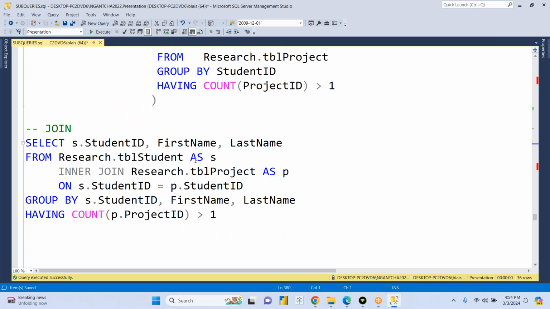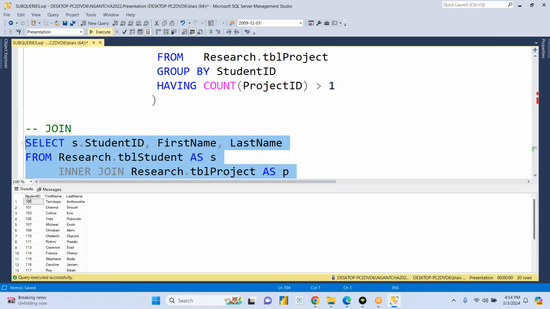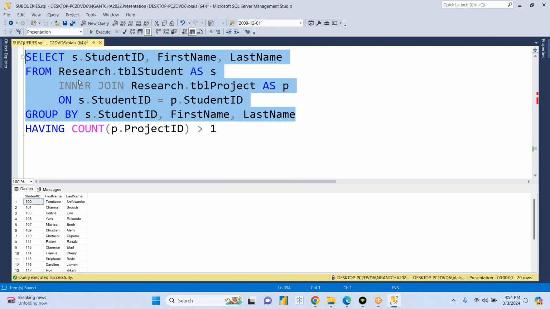Let's start with what we know. If you join these two tables together, student and project, you see the condition I added. Let me remove that condition. Let's run it. This will give you every student that has a project. This is an inner join between student and project. So what you're getting right here is a list of every student that has a project.